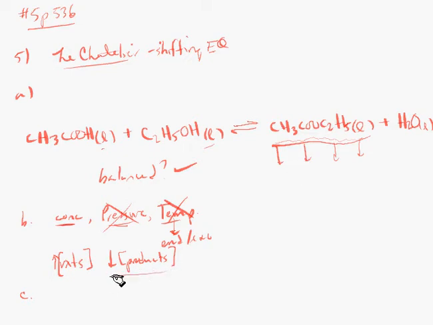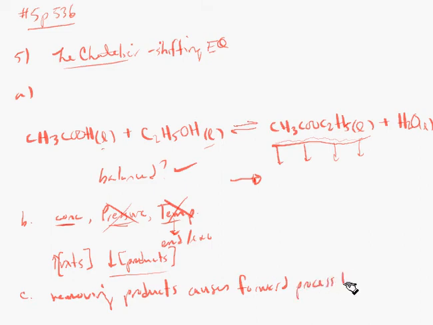Well, like we said, as you reduce the concentration of the products, you know that pushes the reaction in the forward direction, and therefore that way we produce more of the product. So removing product causes the forward process to occur, okay, and therefore produces more product. Okay, and that is the answer to number 5.